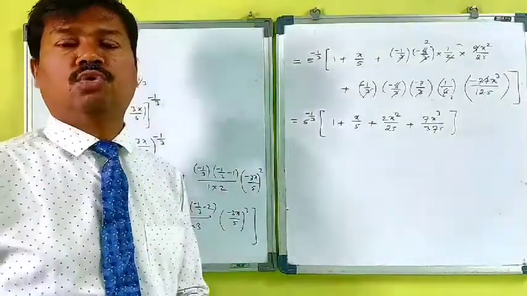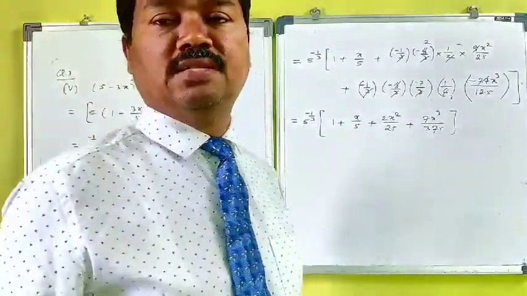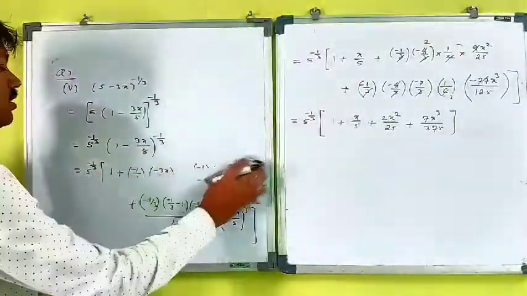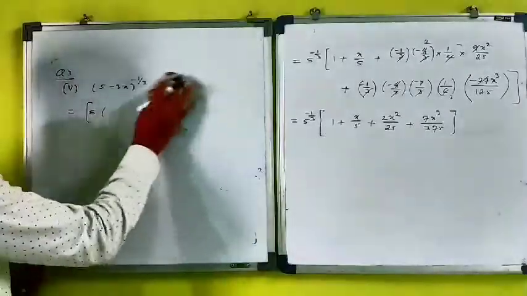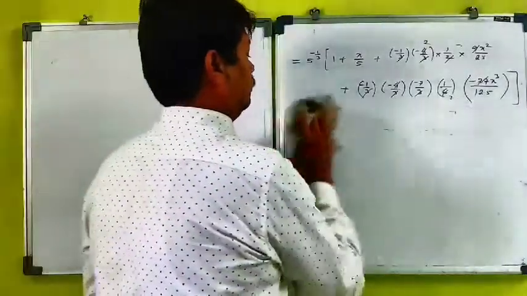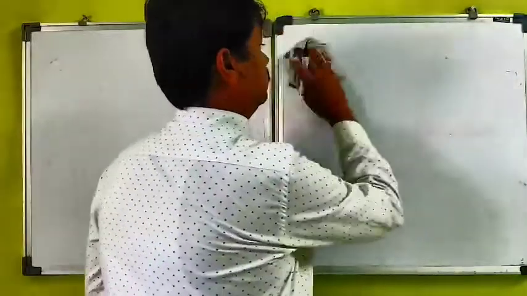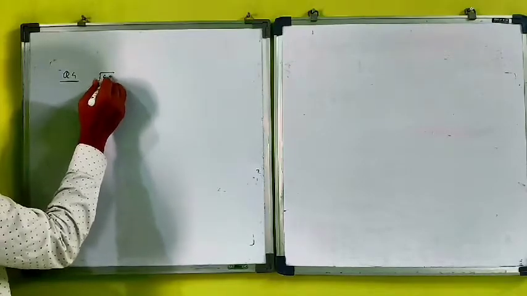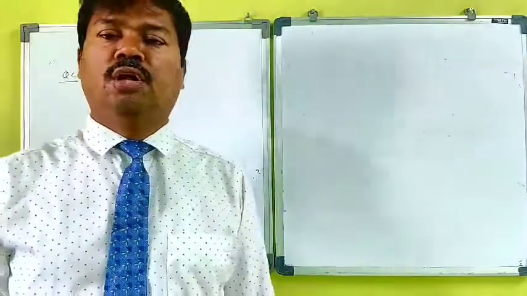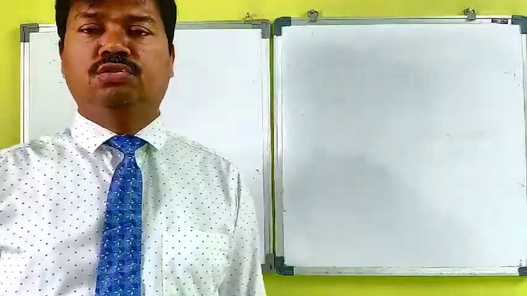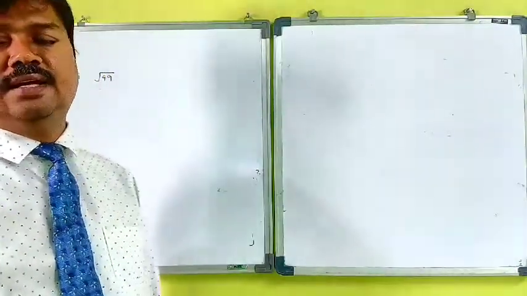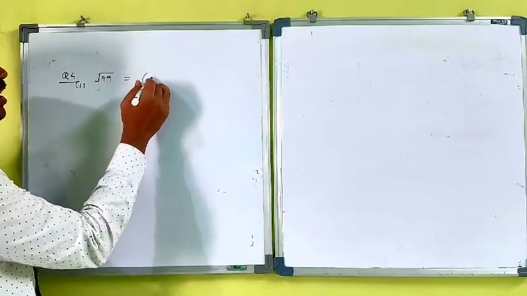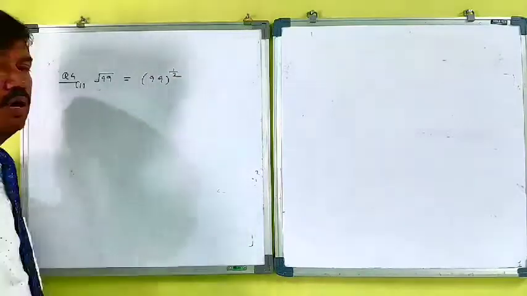Suppose the question is find the root of 99 up to 4 places of decimal. That is question number 4. Write down root of 99 up to 4 places of decimal. So how to do this? What is the meaning of root of 99 in this? This is the first step. What is the root of 99? It is nothing but 99 raised to 1 upon 2.